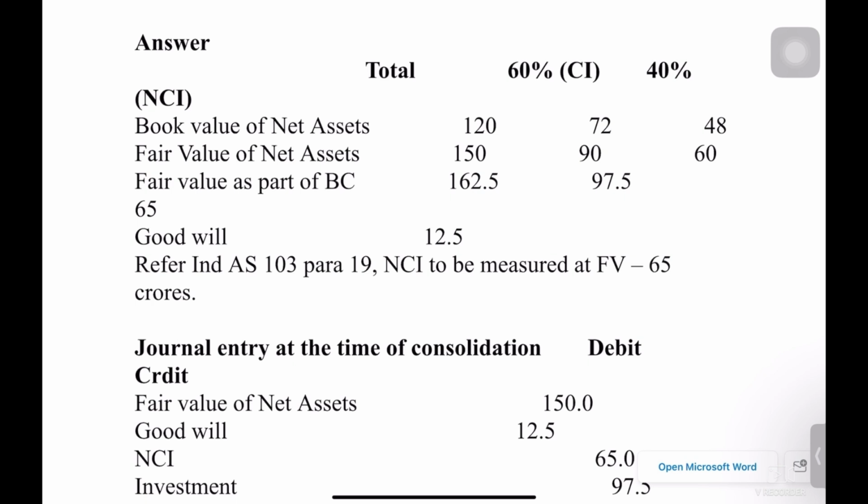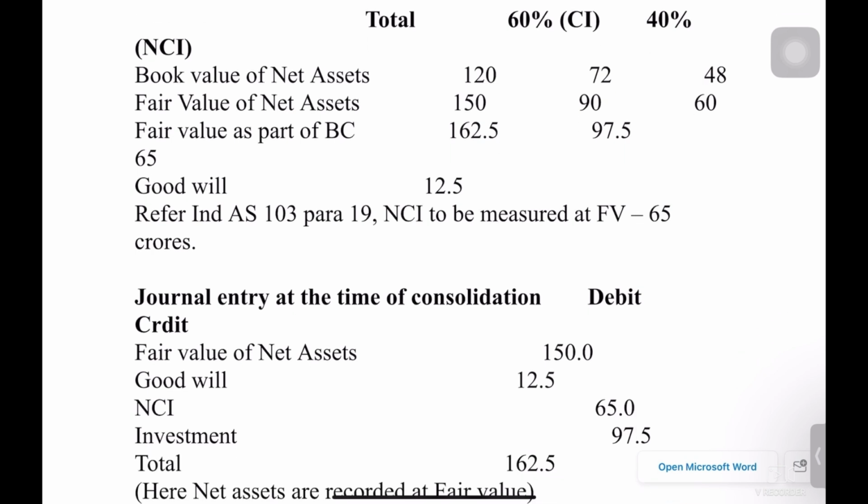So here there is a situation of goodwill because the fair value being paid is 162.5 crore, but the net assets taken over are only 150 crore. So 12.5 crore will be goodwill, right? And here we also need to refer to para 19 of Ind AS 103, where it is stated that the non-controllable interest is to be measured at fair value. So in this case, it should be measured at 65 crores.